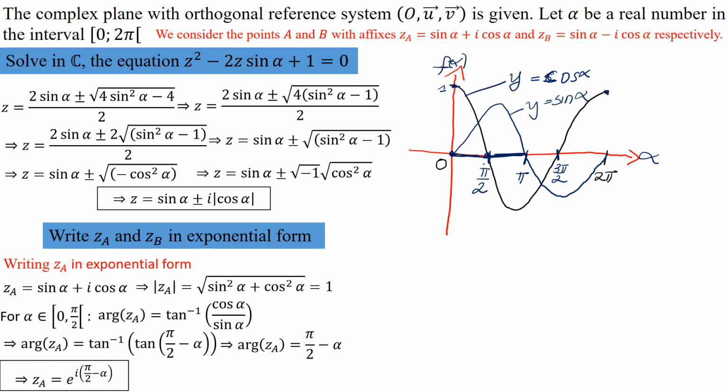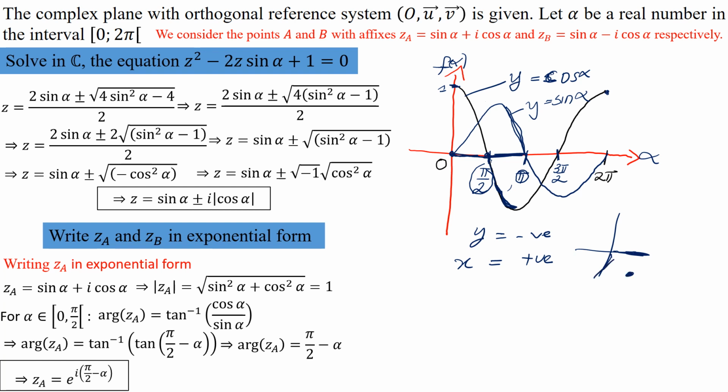In the interval pi on 2 right up to pi, we see that the cosine is negative because it is below the abscissa axis, but the sine is positive because it is above the abscissa axis. So the cosine being negative means that the y coordinate, that's the imaginary part, is negative, and the sine being positive means that the real part is positive. So if x is positive, x is here, and y being negative means y is here. So the complex number is going to fall here. This is the fourth quadrant.